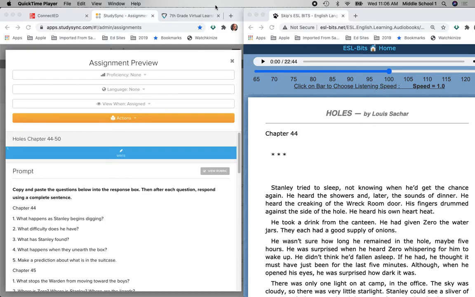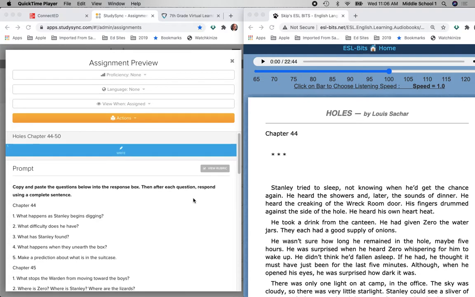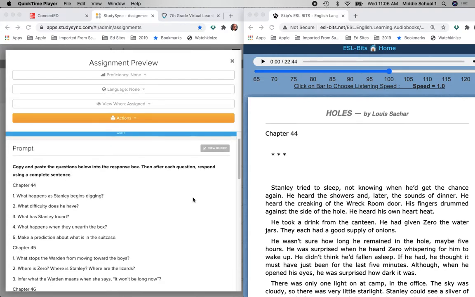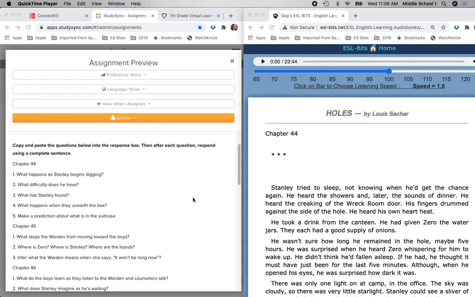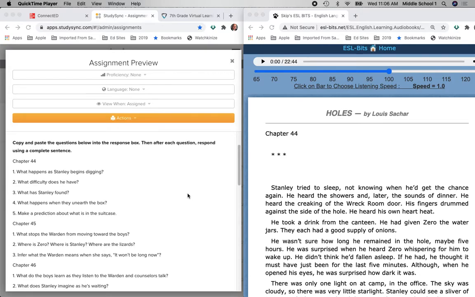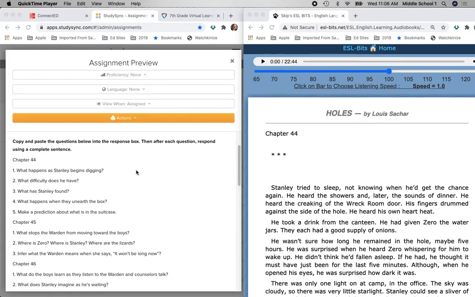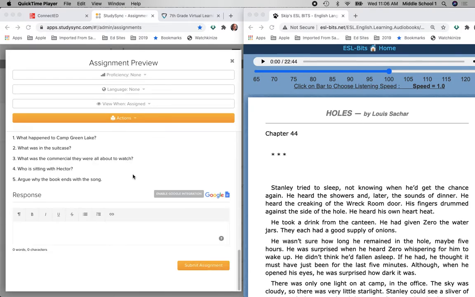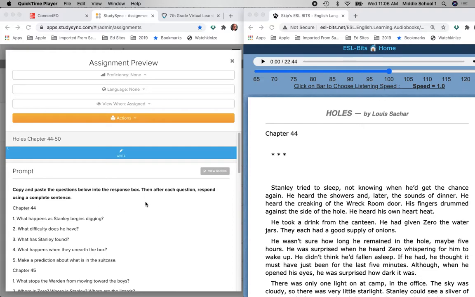Also, on the left side of my screen, you will see the assignment preview for the questions that are going along with chapters 44 through 50. The directions are the same as they have been for the last several days. Copy and paste these questions into the response box below, and then after each question, respond using a complete sentence, and when you've finished that, please submit it.